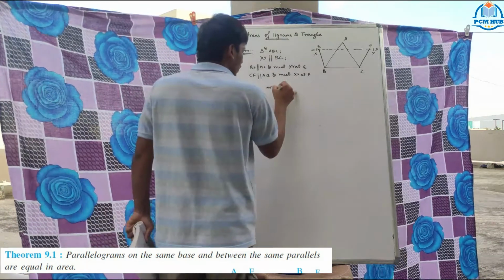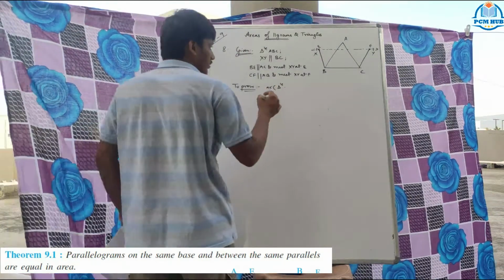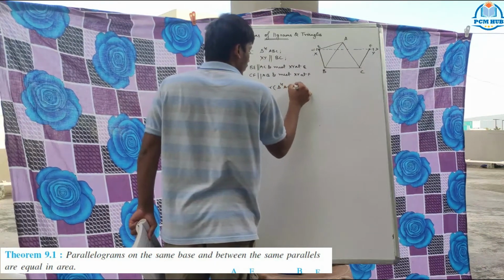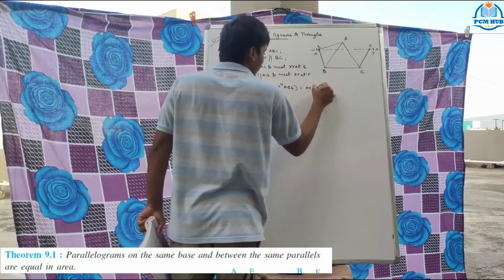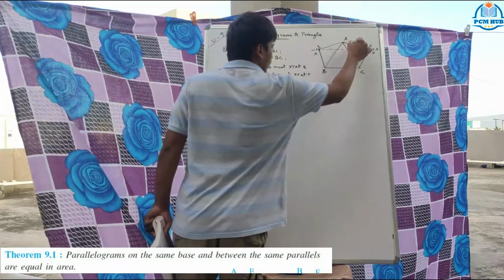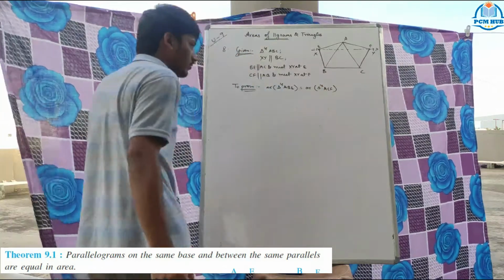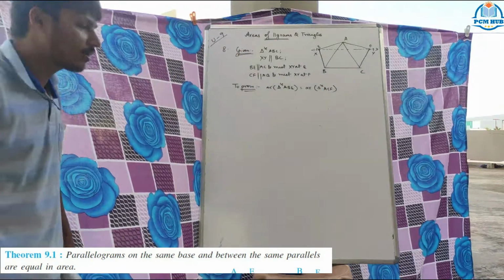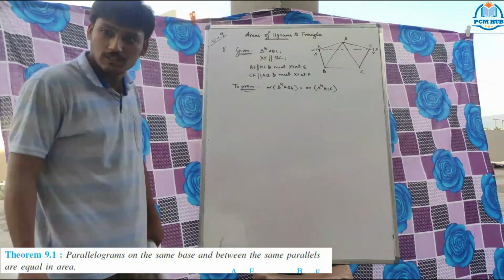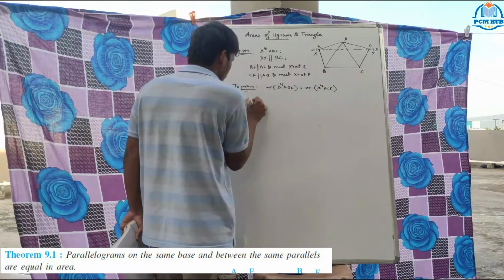Next, to prove, a simple statement. Area of triangle ABE equal to area of triangle ACF. Area of triangle ABE is equal to area of triangle ACF. Next, the proof.